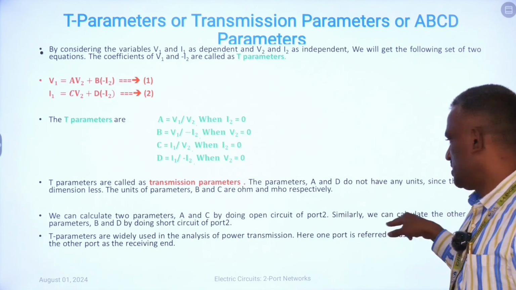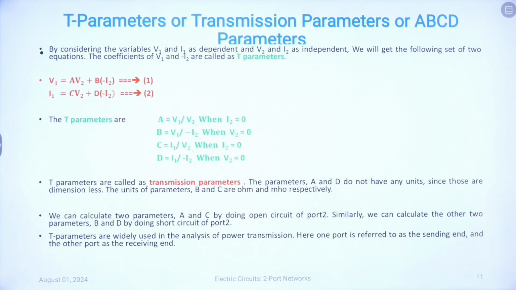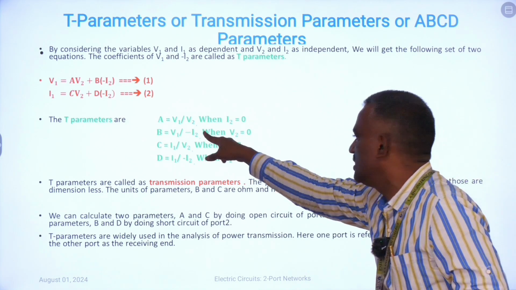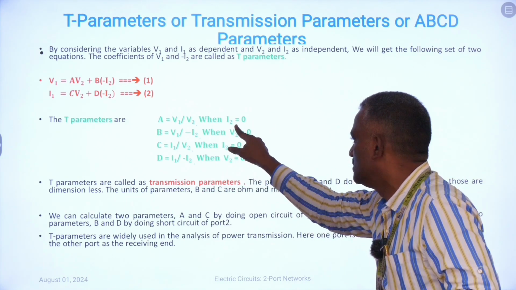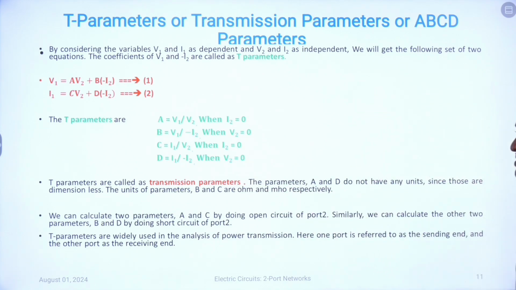So what about B and D? I am short circuiting port 2. For B and D, you short circuit. The condition for short circuit is voltage 0, so V2 is 0 in both cases. In that way I will be calculating all the parameters.